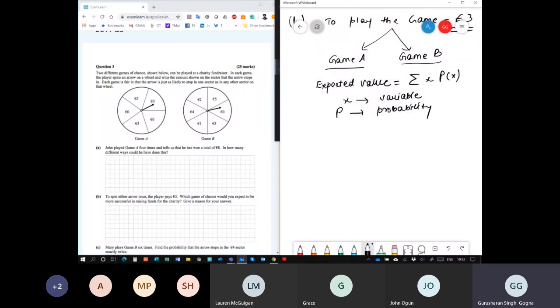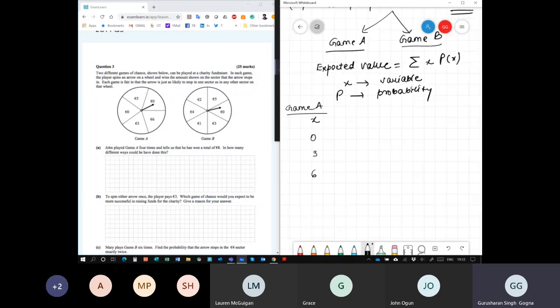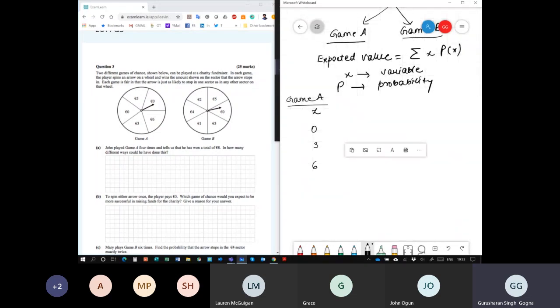Okay, so the best way to do that, you need to do this for both. For example, let's talk about game A. For game A, what are the variables there? You have €0, €3, €6, and €5. So you have 4 variables. You don't need to write 0 again because you're just talking about the value, isn't it?